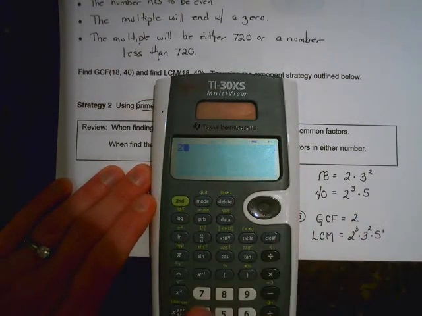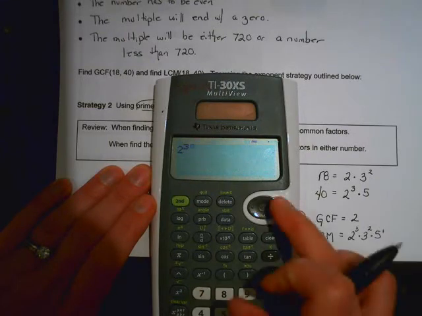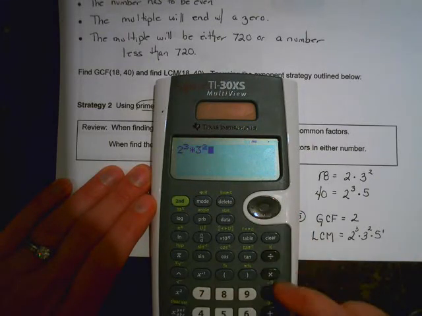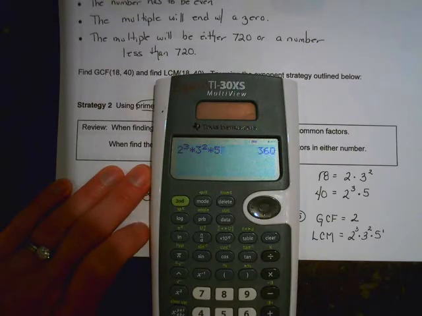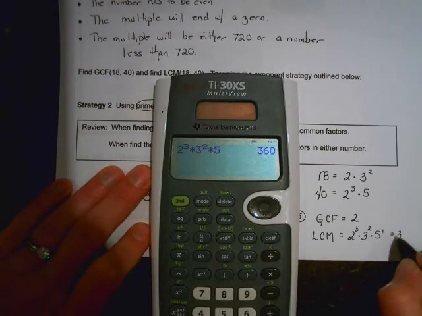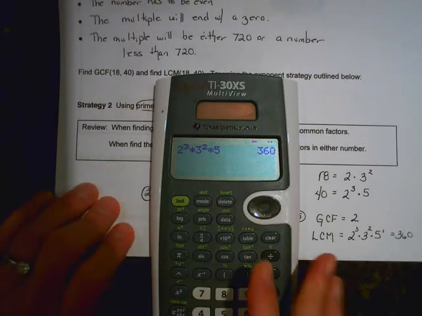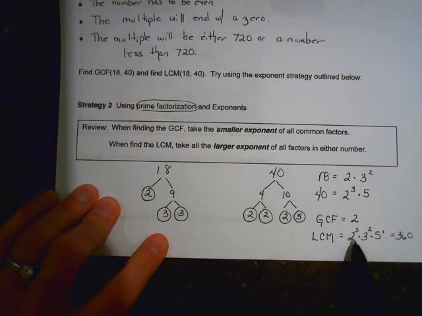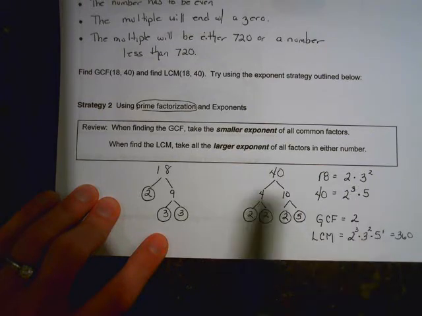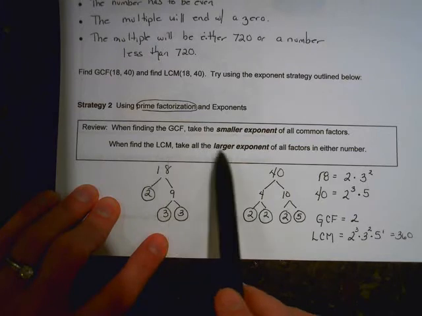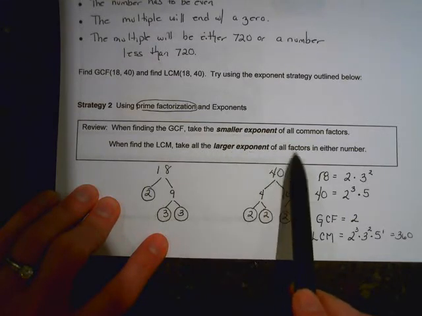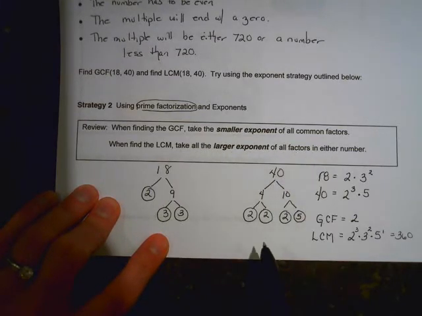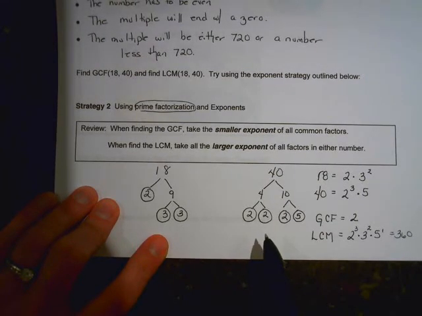So let's pop that into our calculator and see what we get. Did you guys get 360? So I call that the LCM method. It's going to Peaches and Cream, getting some ice cream. I want all the flavors that I have, all the different numbers that are represented, with the most scoops, and that's my exponent. So it says when finding the LCM, take the larger exponent of all the factors in either number.